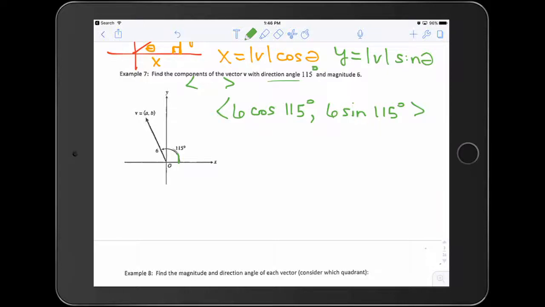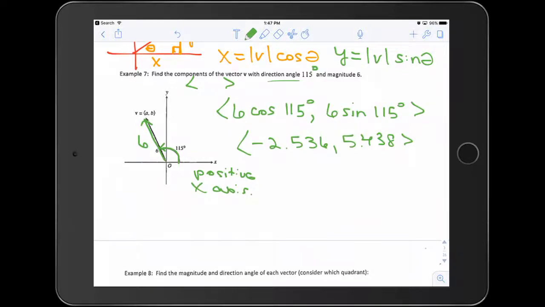So with that 115 degree directional angle, you've got yourself a vector that has a magnitude of 6. And that could be 6 feet per second, or 6 feet per second squared if you're talking about acceleration. When you calculate this, make sure you can do this in your calculator. You should end up with negative 2.536 and 5.438. Notice again the directional angle comes from the positive x-axis.